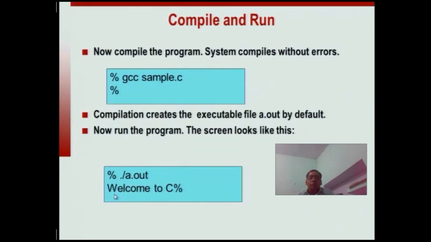Now if we compile and run this program, the system compiles without errors. In the Turbo C compiler, if you compile a program and there is no error, then it will create an executable file of this program. Compilation creates the executable file a.out by default, and now run the program. So the screen will show the printf statement which is written in our program, that is, welcome to C.